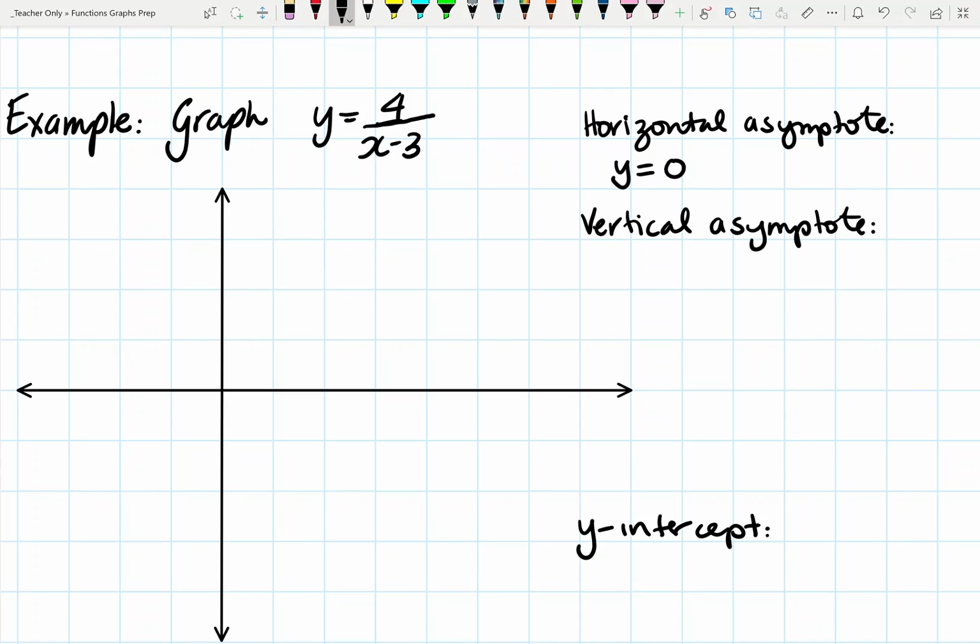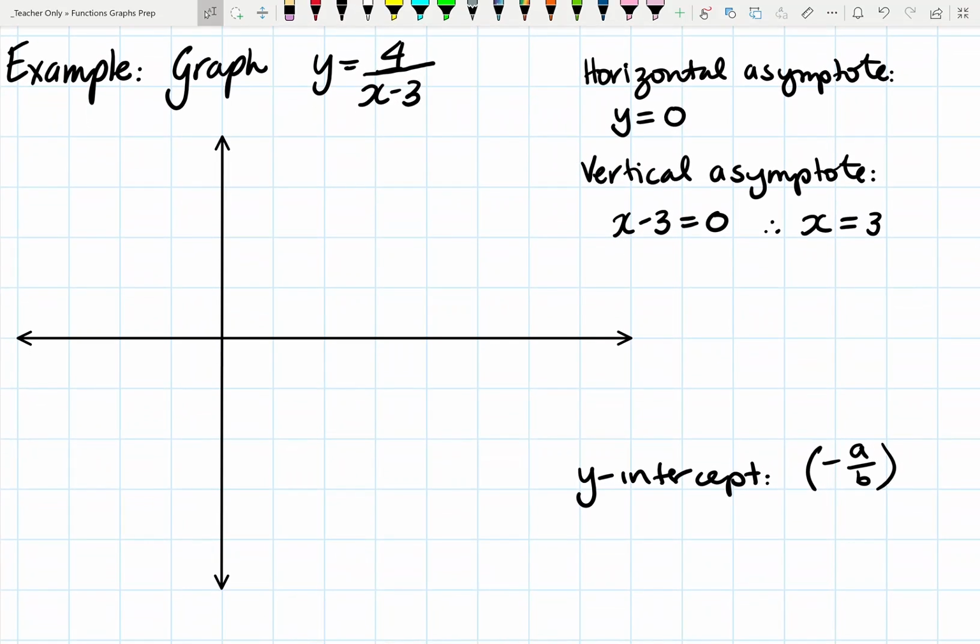Our vertical asymptote is when x minus 3 equals 0, so when the denominator equals 0. Therefore the vertical asymptote is at x equals 3. And our y-intercept, remember our y-intercept is minus a on b, and in this case a is 4 and b is 3, so it's going to be negative 4/3, which is the same as negative 1 1/3.